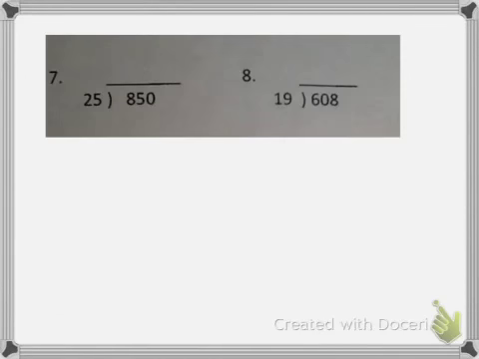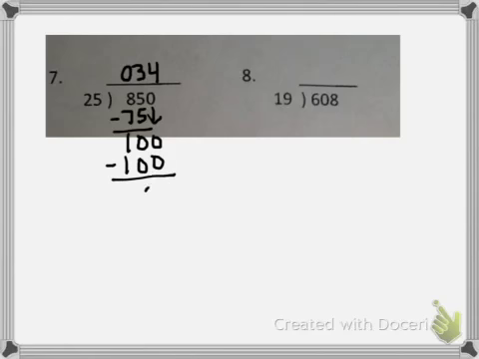Number 7. 25 can't go into 8, so put a 0 over the 8. 25 can go into 85 3 times. 3 times 25 is 75. And the difference is 10. Bring the 0 down. 25 can go into 100 4 times. 4 times 25 is 100. And the difference is 0. So our quotient is 34.